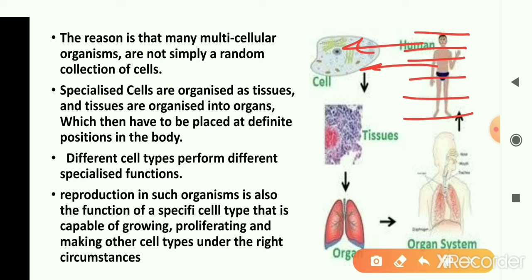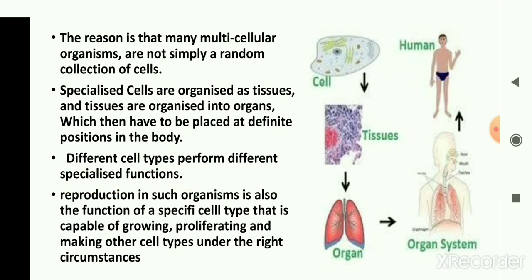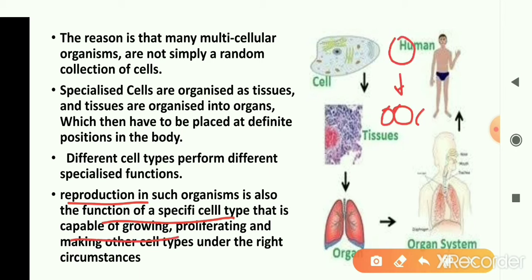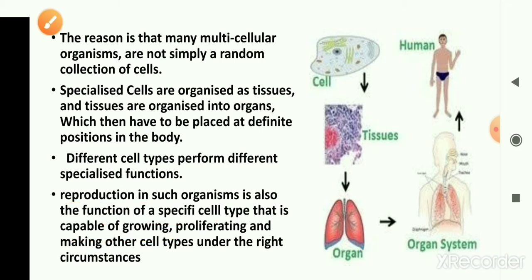So this is not possible. It's not possible for a multicellular organism to divide by this method, because different types of cells perform different functions. In multicellular organisms, because there are cells specialized to take up specific functions, reproduction will be a function of a specific kind of cell which is capable of growing, then proliferating, that is dividing into many cells, and then differentiating. These cells that are formed should be capable of differentiating and then forming a complete individual. So this special kind of cell is present in such multicellular organisms.